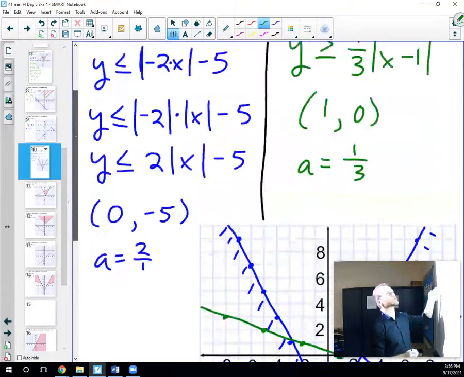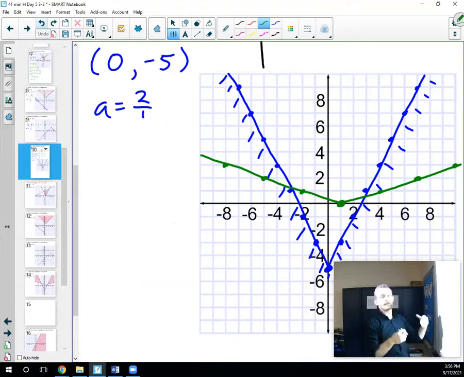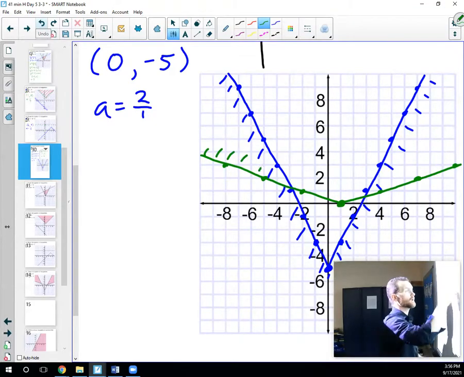And shading. It's y is greater than, looking right there. So y is greater than means y is bigger. So we shade above.